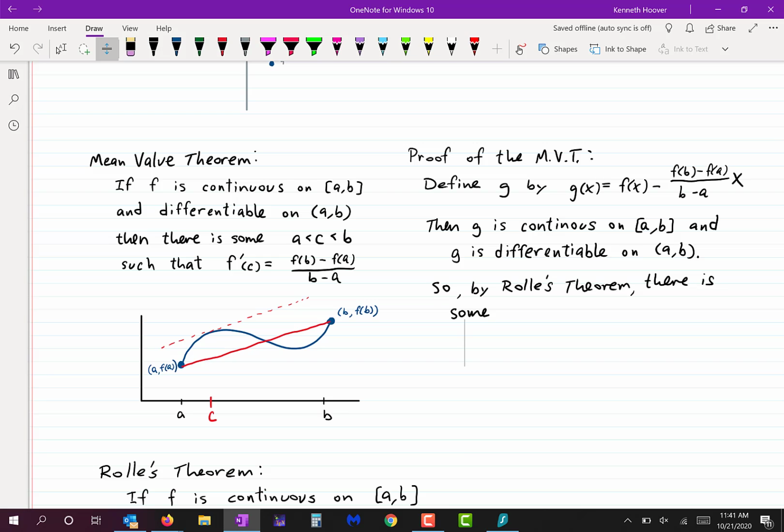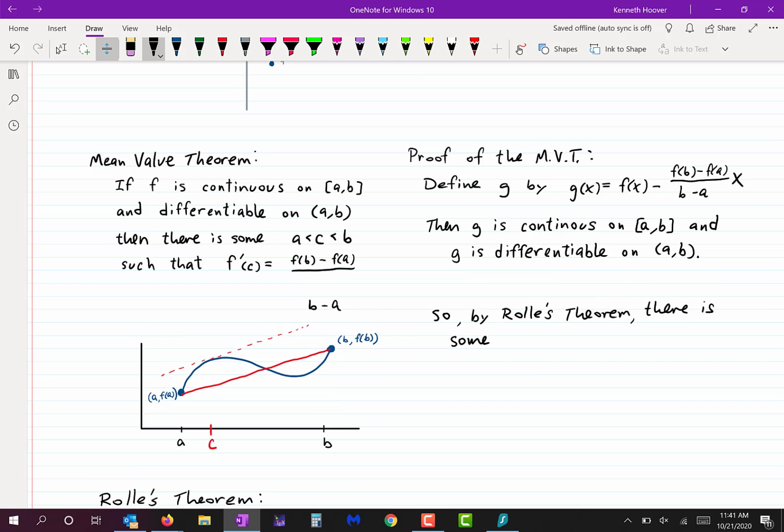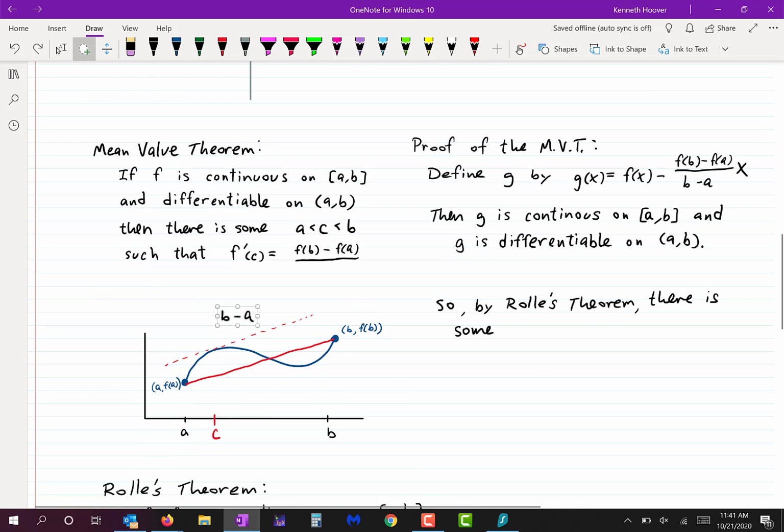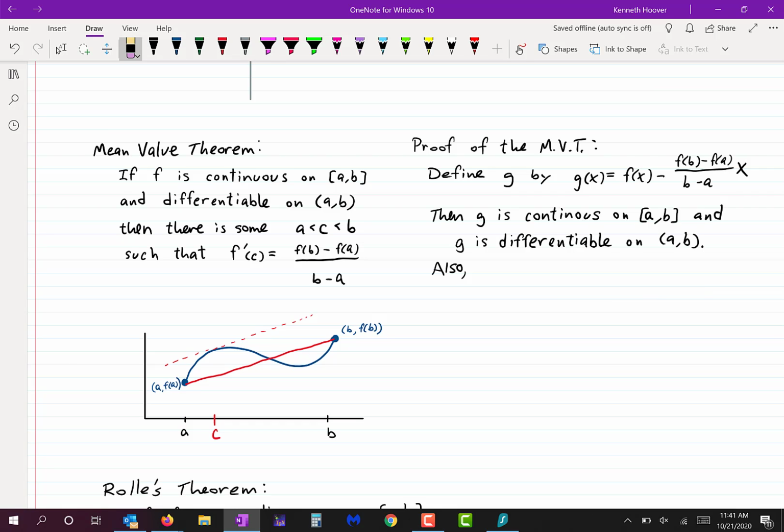Sorry. Let me point out one more thing before we say that. Before we mention Rolle's theorem, I need to point out one more thing. Okay, let me just give myself some space here. So I need to show that g of a equals g of b. So let's write g of a.